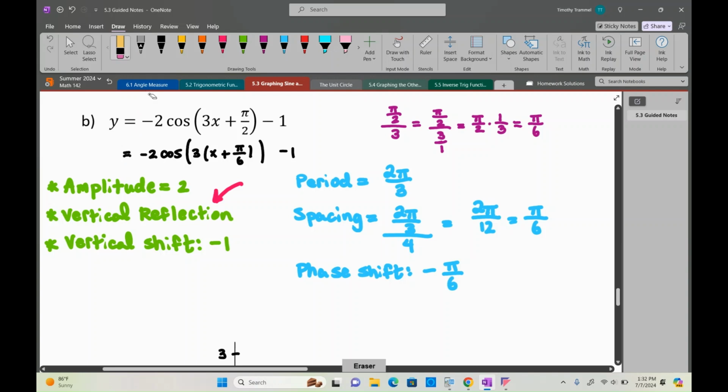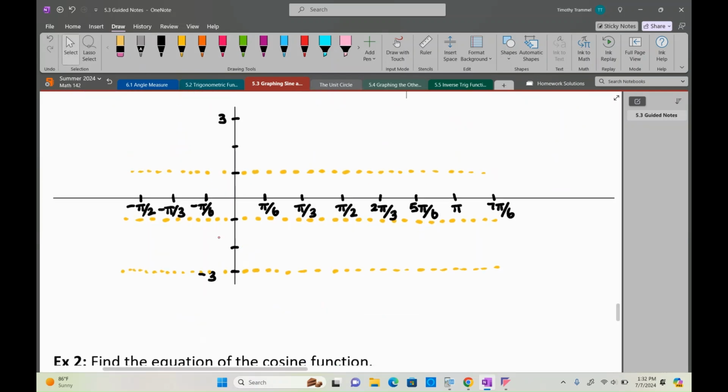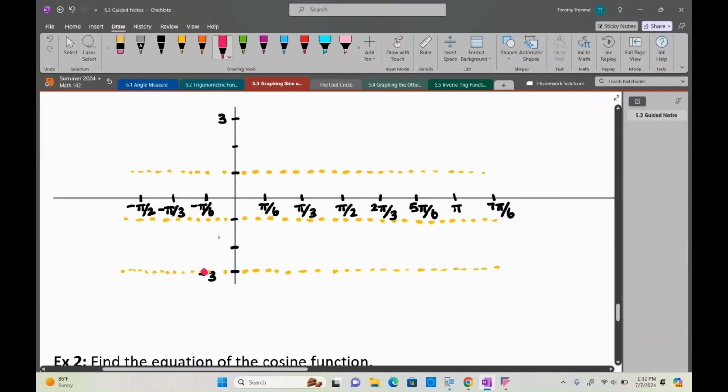So we're starting at the bottom of the wave. Specifically, this is where we're going to start, at minus pi over 6. So I'm going to go over here to minus pi over 6, find the bottom of the wave, and we'll put that in. There we go.